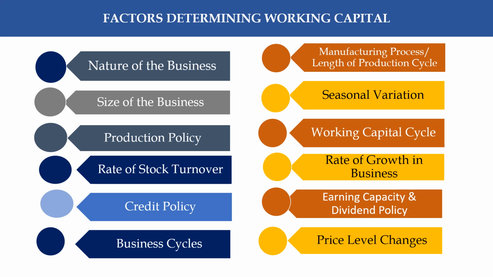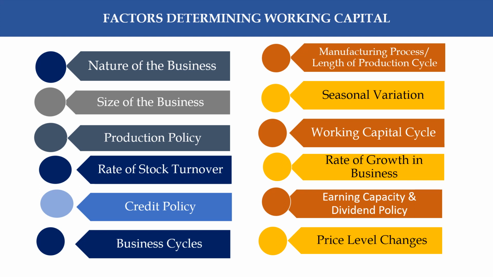Next one is seasonal variation. As I told you earlier, you will be receiving orders for certain products only during certain occasions. So if it is the policy to produce goods only during peak season or only when there is a demand for the product, in that case, you need more amount of working capital during that particular season. During off season, you will not require more amount of working capital.